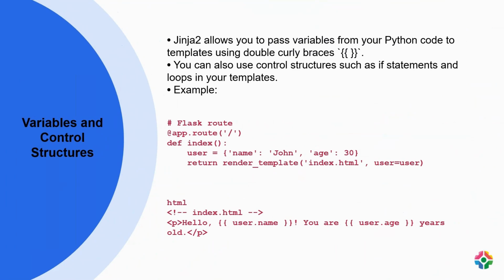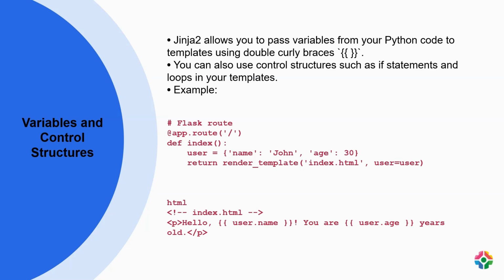Jinja2 is a template engine that facilitates passing variables from Python code to templates using double curly braces. By doing so, data can be dynamically integrated into templates. Furthermore, Jinja2 allows the implementation of control structures like if statements and loops, enhancing template customization.